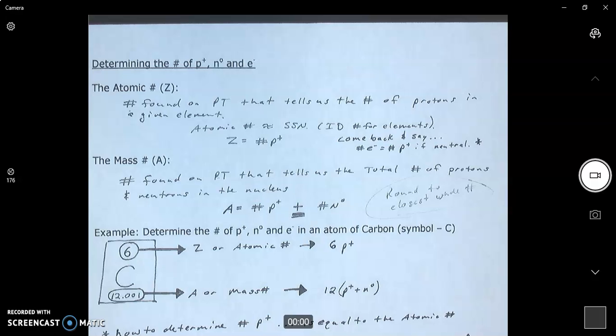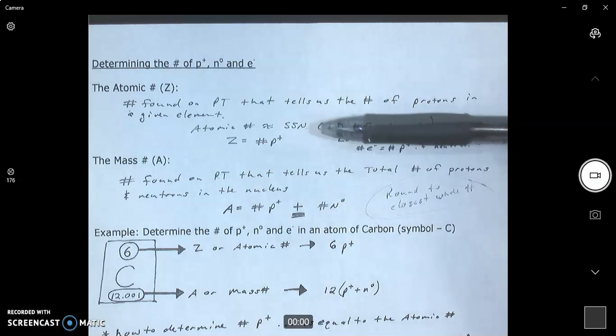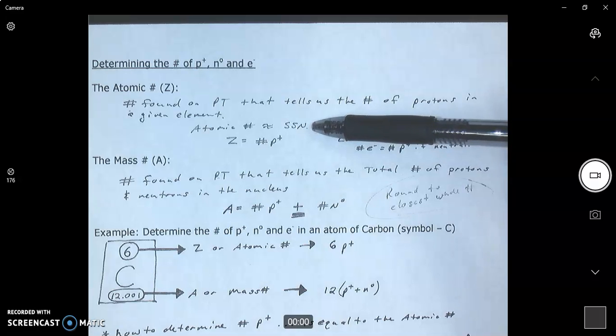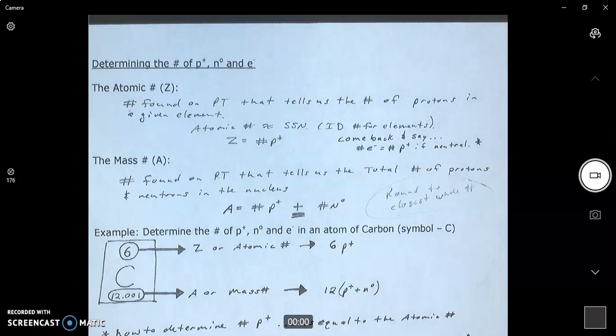As a matter of fact, how we can determine or identify one element compared to another is by looking at the number of protons. So, in essence, our atomic number is essentially like our Social Security number. It's our ID. It's a number that identifies what the atom is, what kind of atom, which element it is.